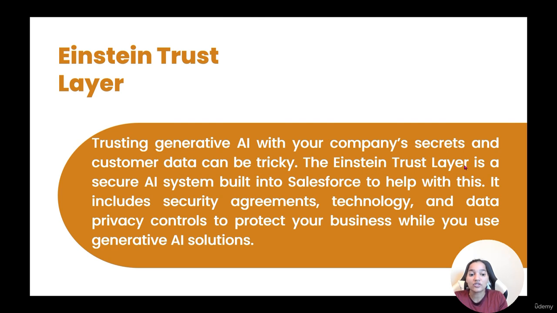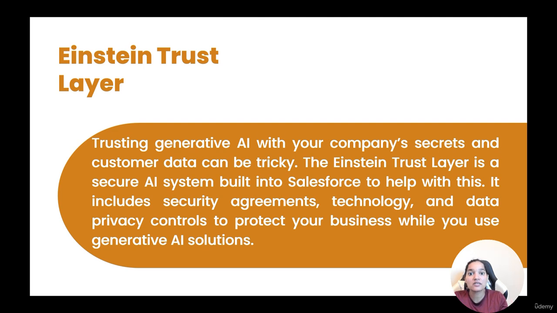The Einstein trust layer is a secure AI system built into Salesforce to help with this. So this layer is built to make sure your data is safe. You can use generative AI. You're going to use the same model, but in between there is a layer. Once a prompt has been sent over, that prompt goes through multiple steps before it reaches the large language model, and that is called the prompt journey.